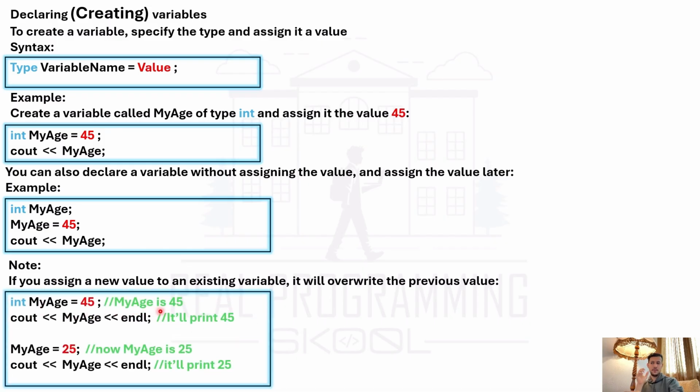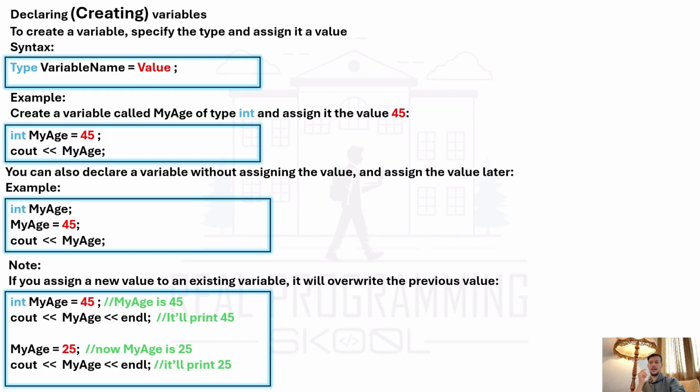Like this: integer my age equal 45. My age variable now has value 45. So when I print it, console output my age, the compiler will print 45. But if I assign after that the variable called my age a new value 25, now my age is 25. Why? Because the compiler goes to the memory location, to the address, deletes 45, replaces it with 25, the new value, and after that, if you do cout less than my age less than endl semicolon, the compiler will print 25 for you, the new value. All right.